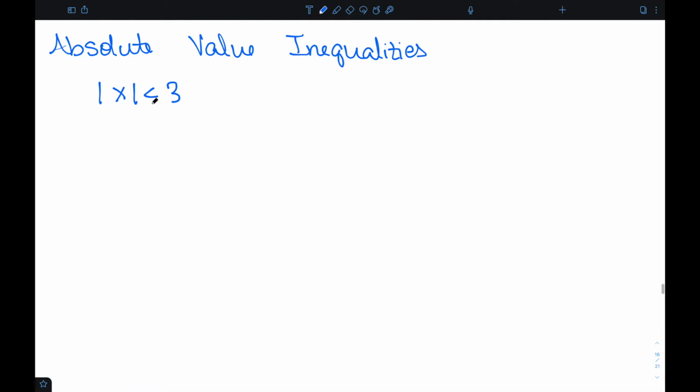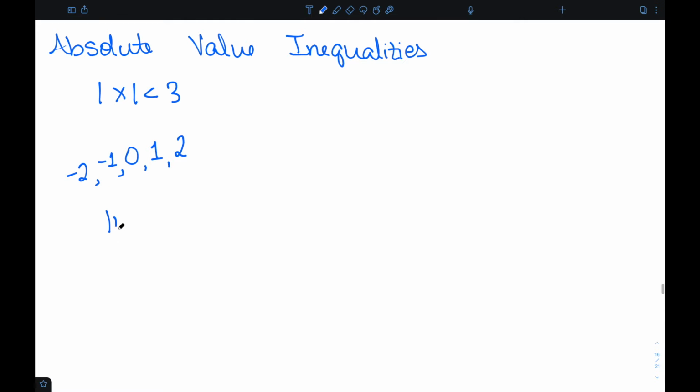This tells me that I need numbers that have an absolute value smaller than 3. 2 has an absolute value smaller than 3. So does 1 and 0, and -1 and -2, but we can see that we eventually have to stop because -3 has an absolute value equal to 3.